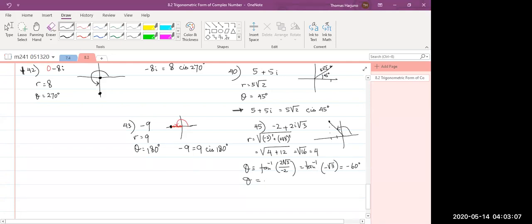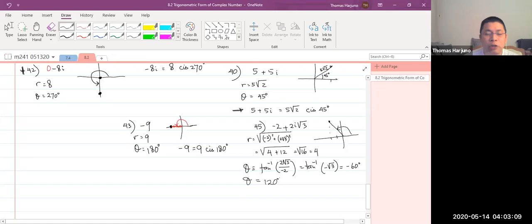120 degrees. That's why I say you need to do adjustment. You cannot say theta is negative 60 degrees. No, they're not equal. That's why I purposely use this sign here. It gives you the idea, but they're not equal.